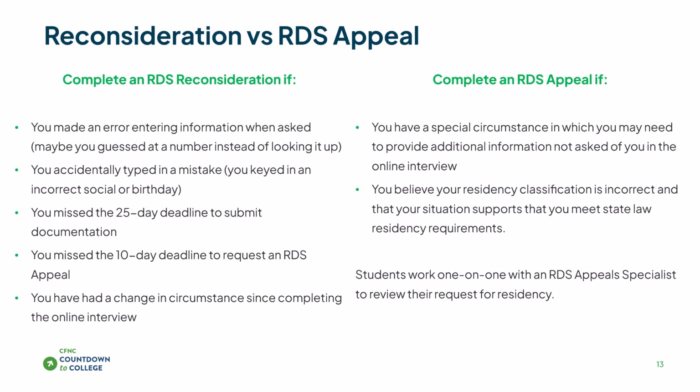That is what the reconsideration is for. Now, for an appeal, these are for students who have a special circumstance. So maybe you need to provide additional information that was not asked of you in that online interview, or maybe you believe your residency classification is incorrect and that your situation supports that you meet state law requirements. For this RDS appeal, students will actually work one-on-one with an RDS appeals specialist in order to review their request for residency. So that's why those two are a little different.